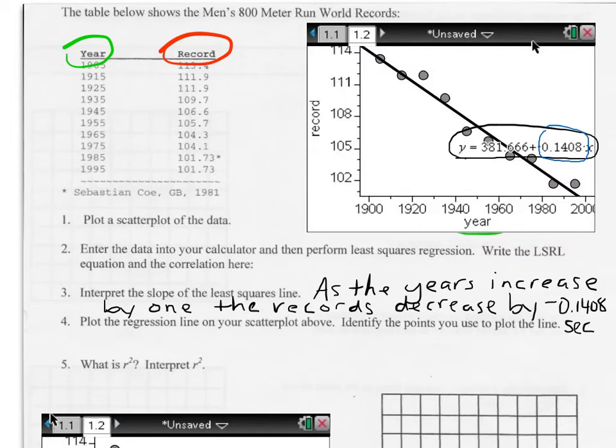Next, number 4 says to plot the regression line on your scatter plot above and identify the points used to plot the line. It's already done for us, but if you were to pick specific points to help you plot the line, you'd pick points that are on the line. Probably these two would be good to plot your linear regression line.